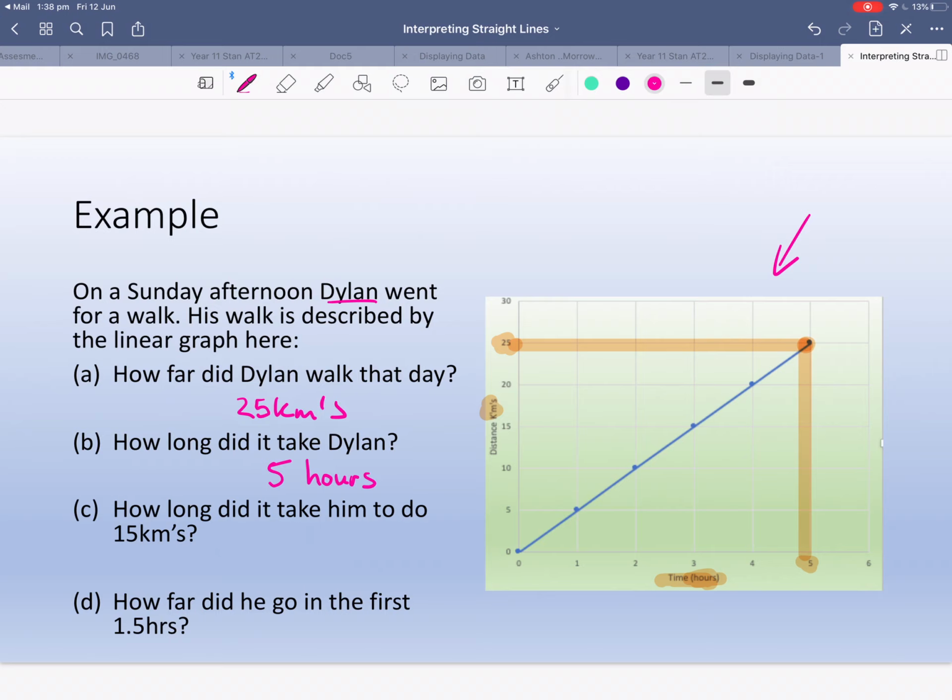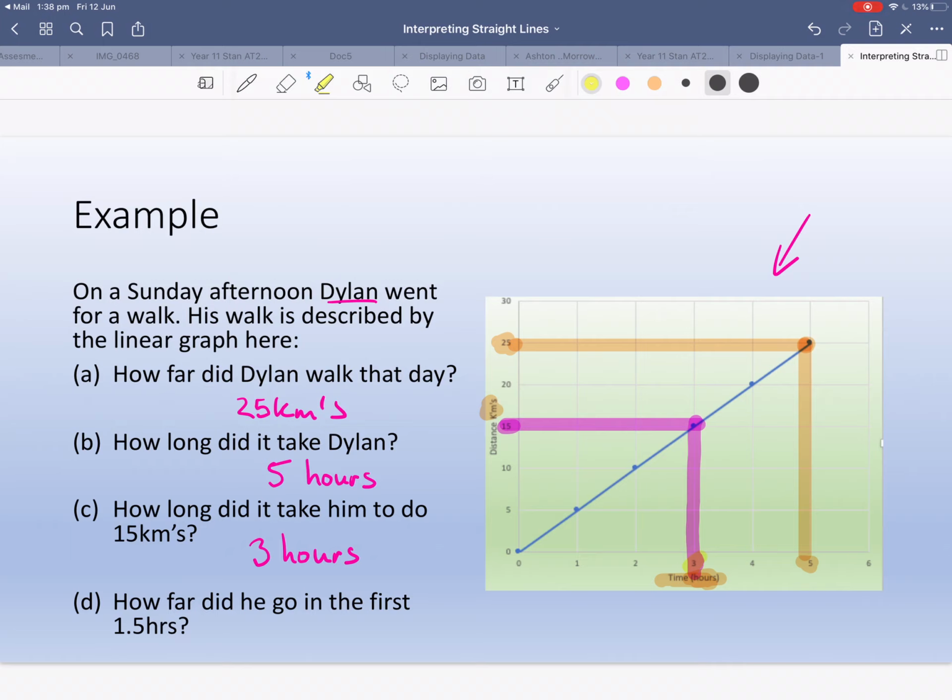How long did it take him to do the first 15 kilometers? Okay, so I'm going to use purple. So this is 15 kilometers, let's draw a straight line there. How long did it take him? Oh, it took him 3 hours. We're looking down here, by the way, at the end of it. 3 hours.